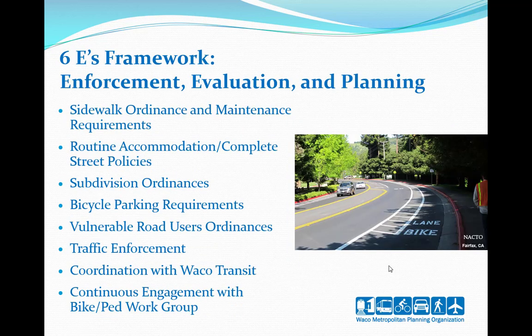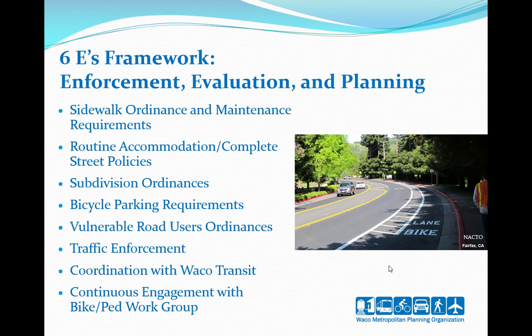The next set of E's is enforcement, evaluation, and planning. This is the section where we talk about ordinances and regulations that need to be reviewed and strengthened. On this slide, you'll see examples of the types of recommendations you'll find in the plan. For example, reviewing and strengthening sidewalk ordinances to determine if existing regulations promote pedestrian-friendly design, and reviewing who is responsible for maintaining a public sidewalk. You could also consider a cost-sharing program between the property owner and the city.